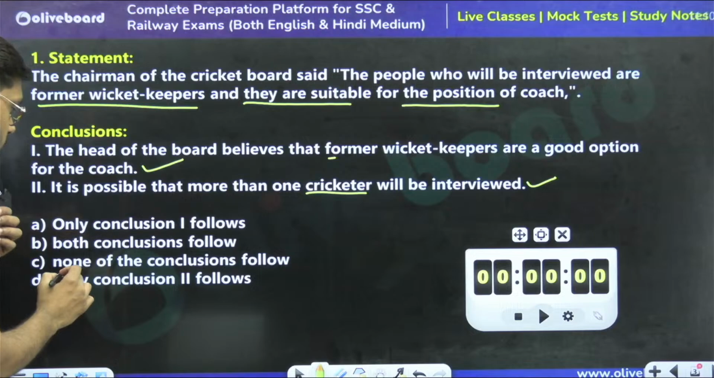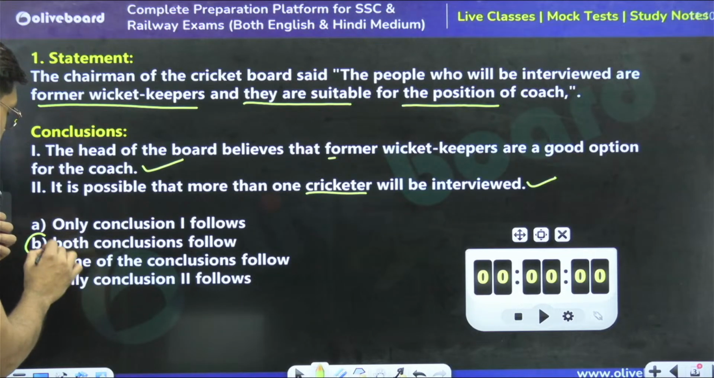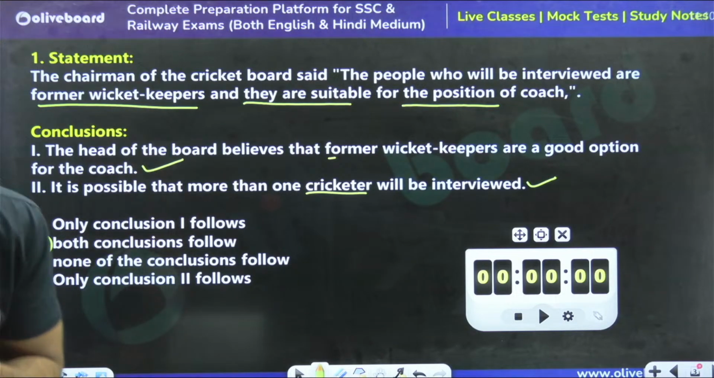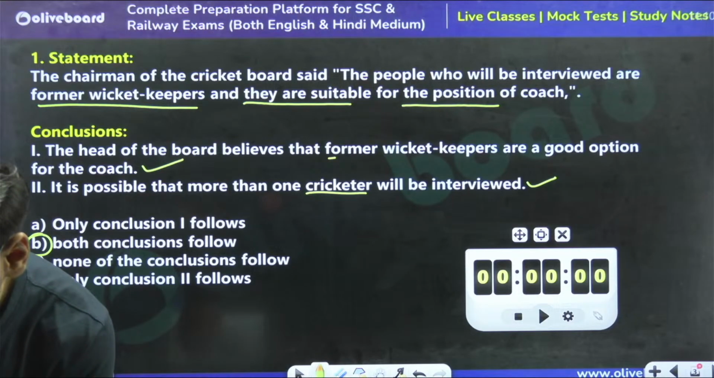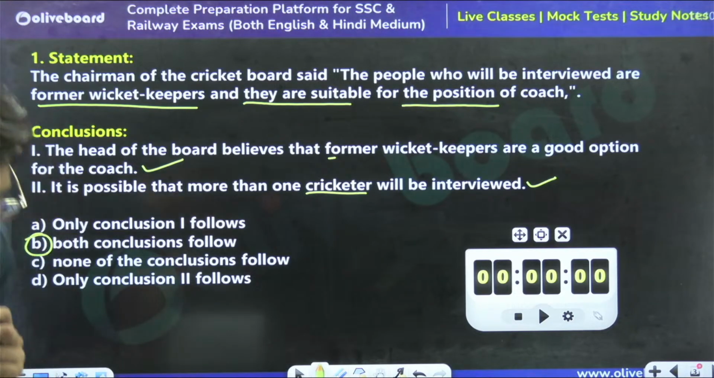So the right answer should be both conclusions follow. Option number B, both conclusions follow. Is it clear to you all?